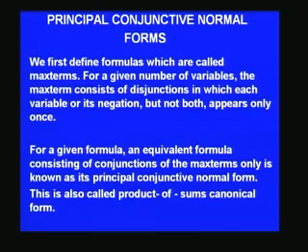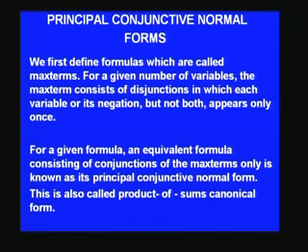What is principal conjunctive normal form? For a given formula, an equivalent formula consisting of conjunctions of max terms only is known as principal conjunctive normal form, and this is also called product of sums canonical form, and any formula can be brought into principal conjunctive normal form. Let us see how we can do that.